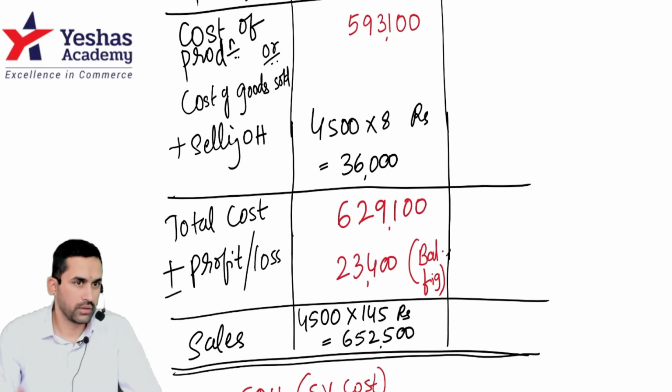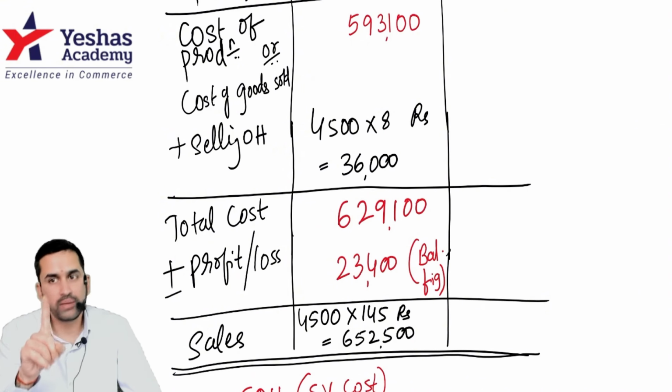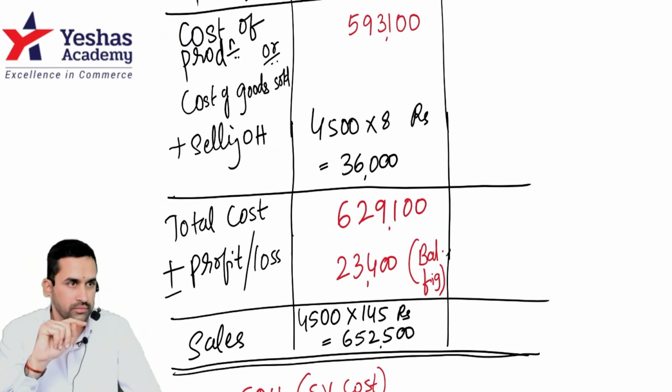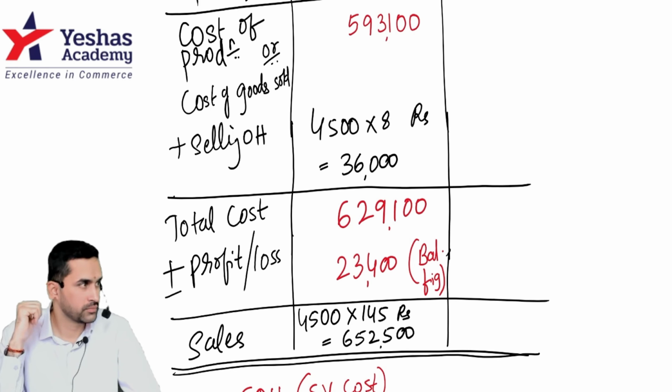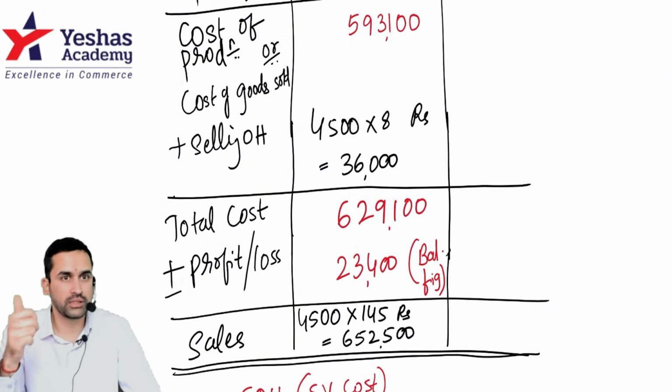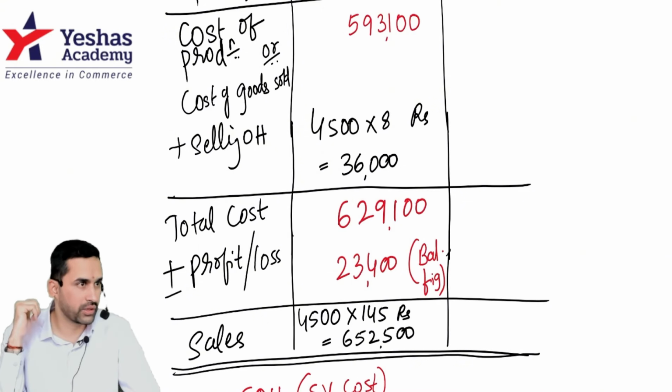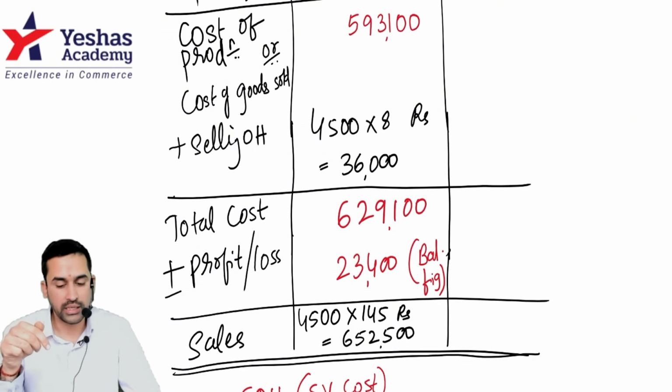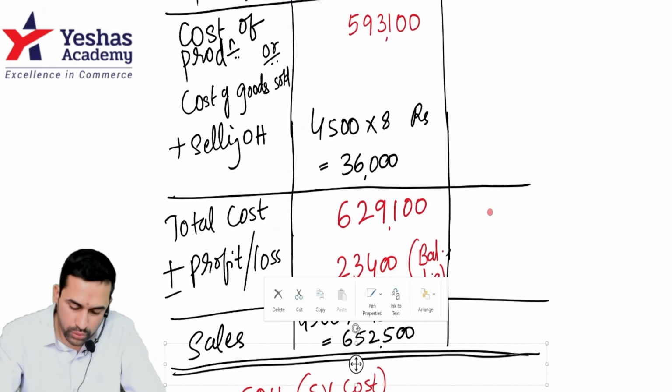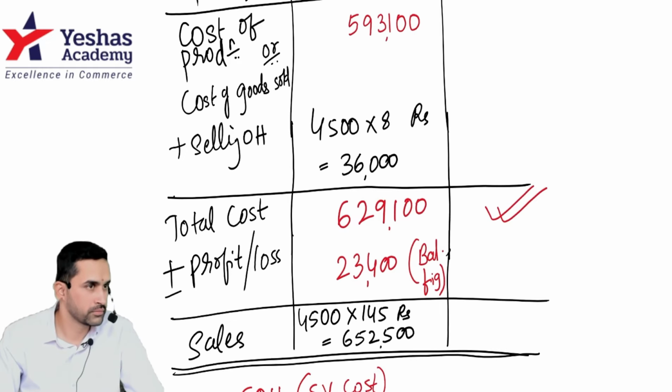Now I want you to think for a minute to answer this. If I have to do the same thing for next 9 months, one important number is not with us, selling price, correct? That 145 rupee given is for what? First 3 months only. I can't take that for next 9 months, right? That means I can come up to total cost figure. At least that let's do.